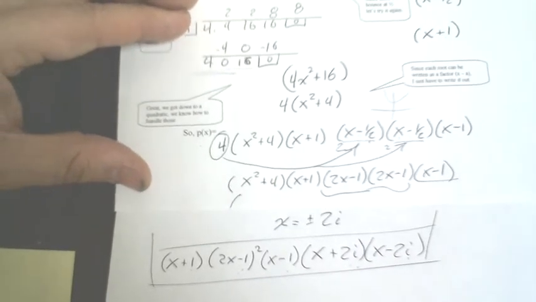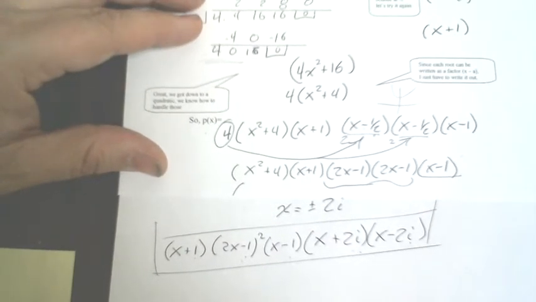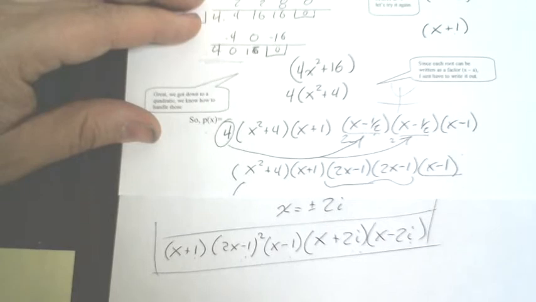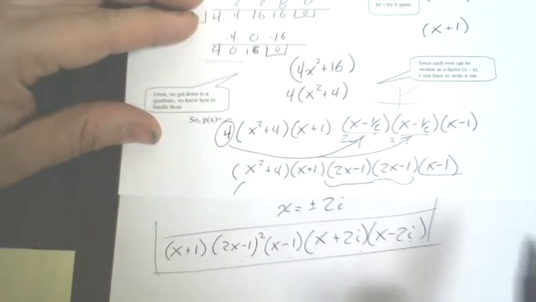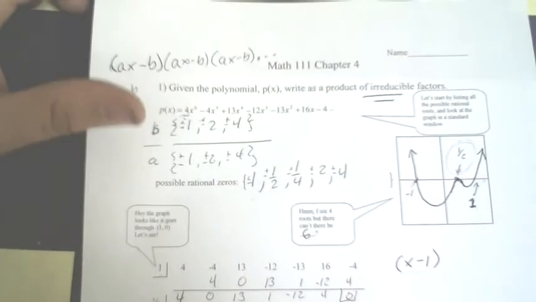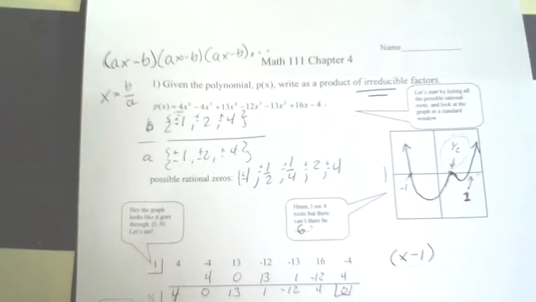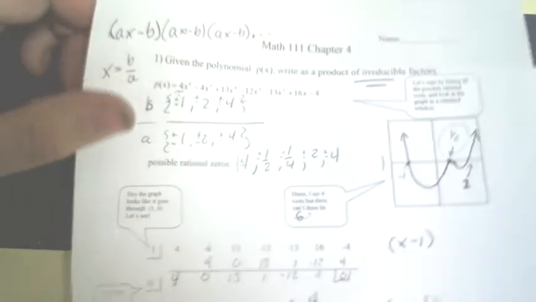So be sure when you're answering complex questions, let me restate that. Be sure when you're asked to solve or factor that you go all the way down to the complex. The only time I want you to ever stop before going to complex is when you are specifically asked to factor into irreducible factors. That irreducible phrase is telling you don't go all the way to complexes. Other than that, I want you to go all the way to the complex solutions.